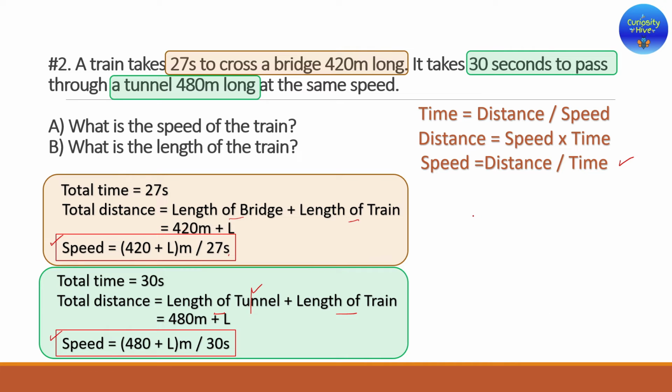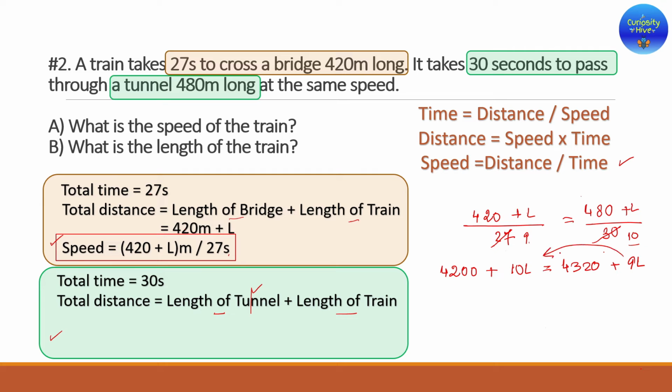So what I can do is I can write this as 420 plus L divided by 27 is equal to 480 plus L divided by 30. Now both the denominators I can reduce. So the common factor here is 3. So 3 times 9 is 27. 3 times 10 is 30. Now I will just cross multiply this value.